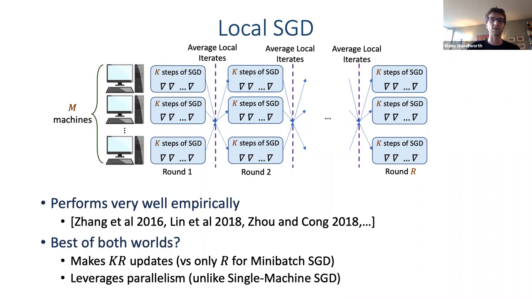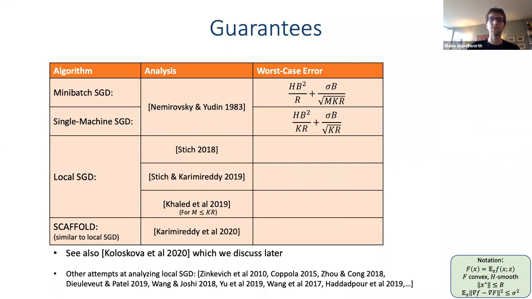For starters, it seems like it should be better than mini-batch SGD since it's making many more updates, and it's constantly making progress towards the minimizer, even when the machines aren't communicating with each other. It also clearly seems better than single machine SGD, since it actually makes use of the available parallelism. So does local SGD really get the best of both worlds? Does it actually improve over mini-batch and single machine SGD? In previous work, this has been the implicit presumption, I think, that local SGD is indeed superior to the alternatives.